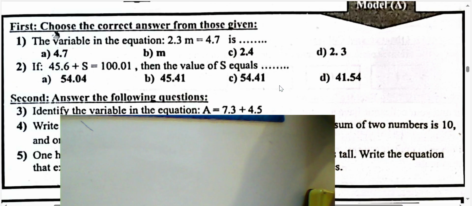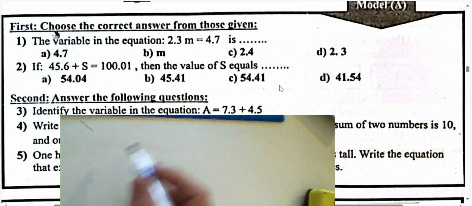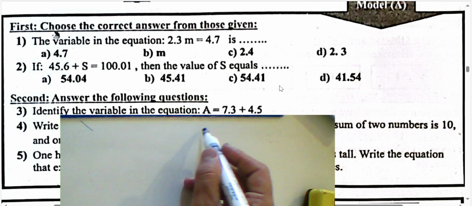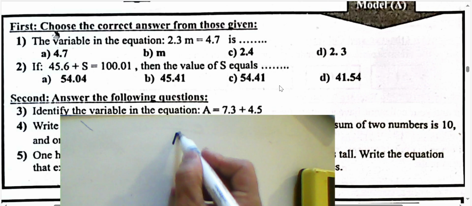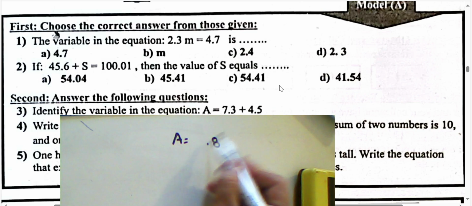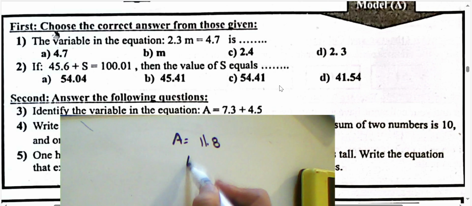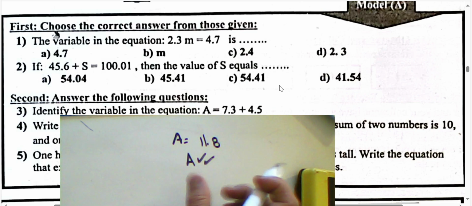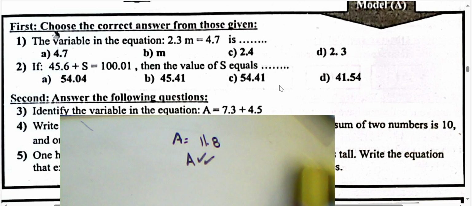Second question, number 3. Identify the variable in this equation. The variable here will be A. A here we call the variable. And we can find the value of A equal 5 plus 3 equal 8 and 4 plus 7, 11. Then the value 11.8, but we want to find the variable. The answer will be A. A we call this the variable.